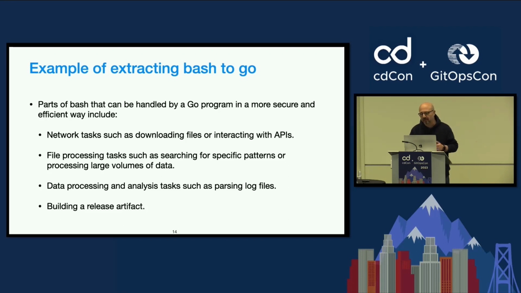Other candidates are processing large amounts of data, parsing log files, or looking for specific patterns. I know the Kubernetes project built this whole release tool in Go, and they use that. To make it easier, they pull the release notes from the different commits and do stuff like that. I think it would be a lot easier in a language like that, and tested, than doing it in Bash.